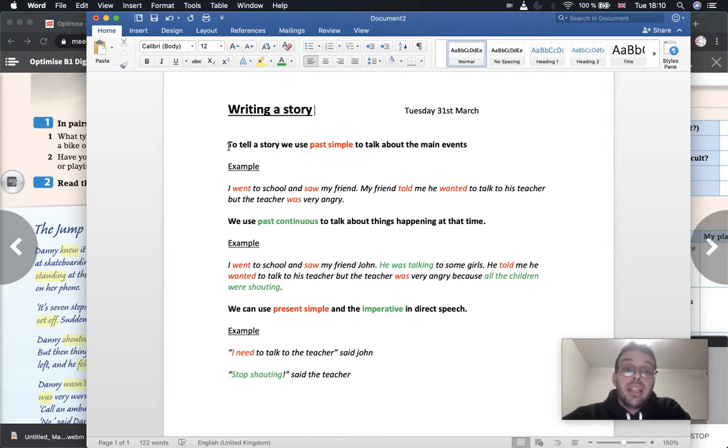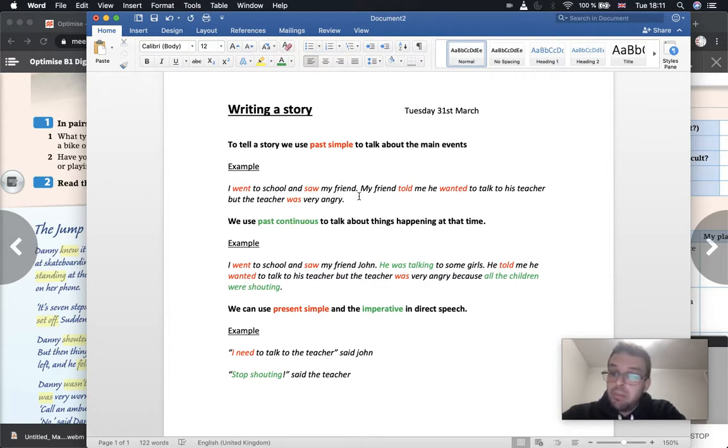Now, to tell a story, we use past simple to talk about the main events. So the main things of the story are all in past simple. Most of the verbs in a story are in past simple. I'll give you an example. So this is just the main actions. I went to school and saw my friend. My friend told me he wanted to talk to his teacher, but the teacher was very angry. All in past simple.